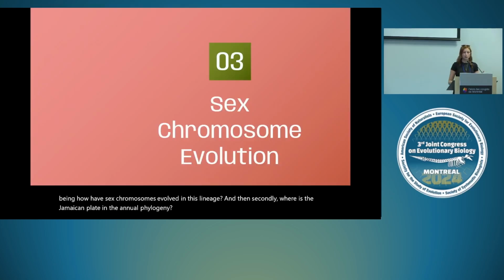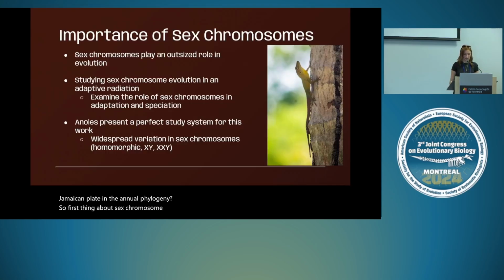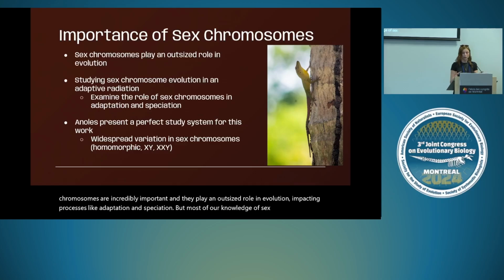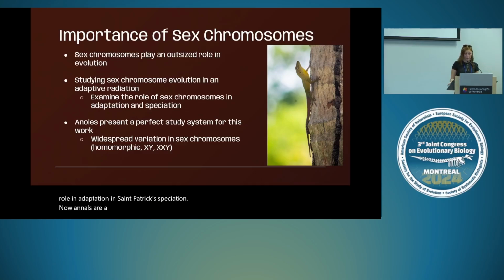So first, thinking about sex chromosome evolution in this lineage. We know that sex chromosomes are incredibly important, and they play an outsized role in evolution, impacting processes like adaptation and speciation. But most of our knowledge of sex chromosome evolution comes from detailed investigations in a handful of representative lineages. But studying sex chromosome evolution in an adaptive radiation would allow us to examine their role in adaptation and sympatric speciation.